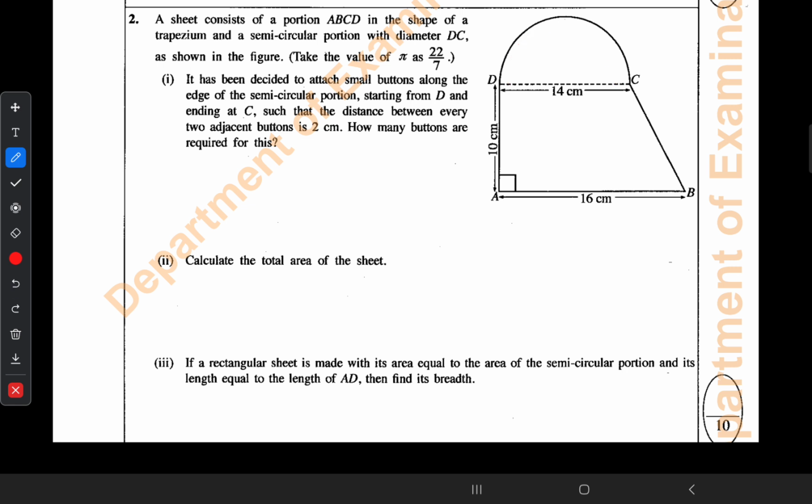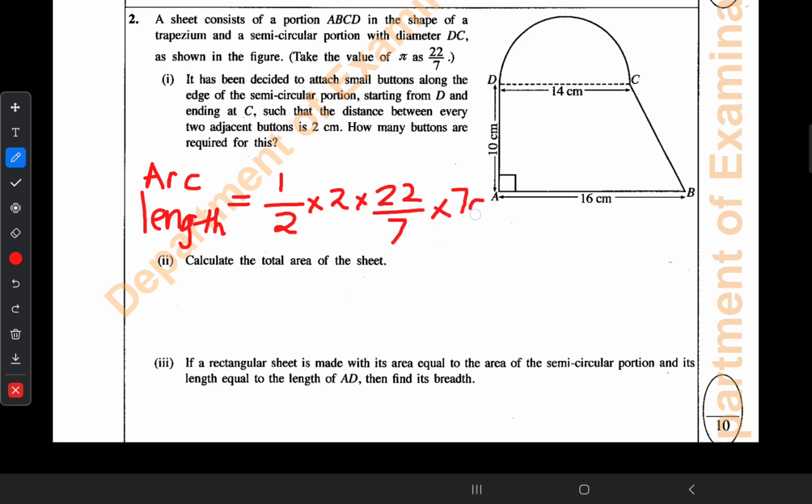So to find the arc length of this sector, that means CD, the curvature, the circumference. The semicircular circumference is called the arc length. To find the arc length of this half circle, half into 2 pi r, 2 into 22 upon 7, and the diameter is 14 centimeters, so the radius would be 7 centimeters. When we simplify this, it would be 22 centimeters. Arc length is 22 centimeters.